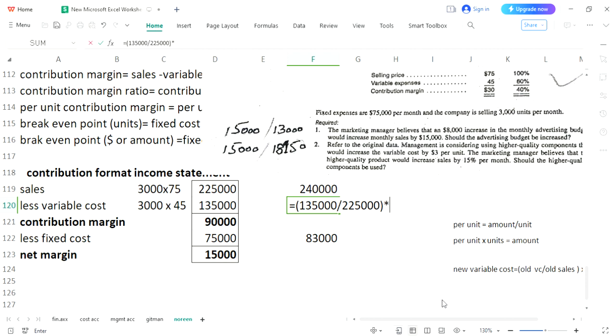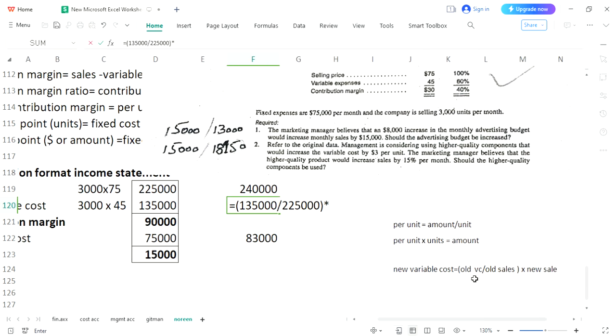Okay. I will show you the formula which we have derived. Old variable cost would be divided by old sales. We have already written old variable cost divided by old sales, and then you will multiply by new sale. New sale is 2,40,000. So put 2,40,000 over here. Please take a screenshot over here, note it down, and you will come to know how we have calculated our new variable cost. Look at here. So this way the new variable cost has arrived.